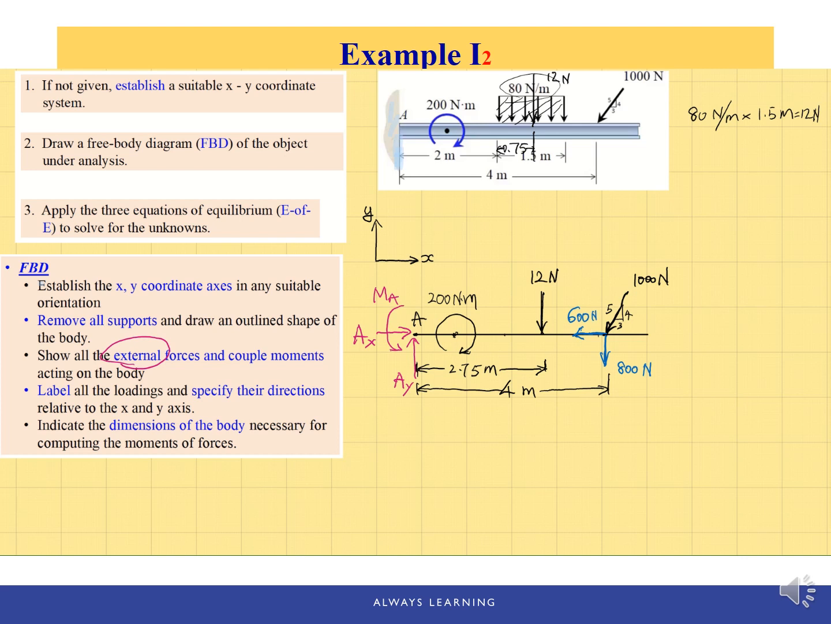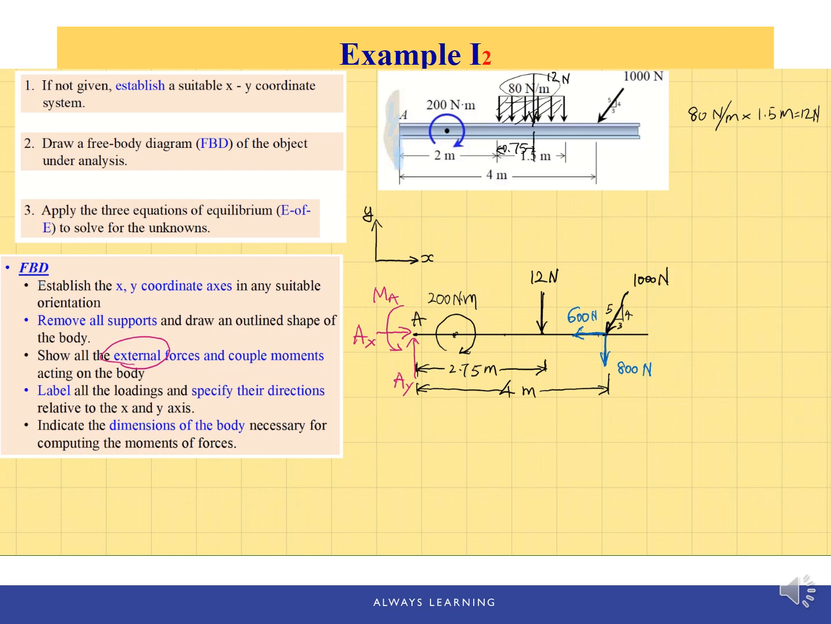And this is my free body diagram. Double check the forces to see if we have all the forces we are supposed to have. We have one couple moment, we have this constant distributed load replaced by one concentrated load, and we have another concentrated load. We have 3 support reactions, and those are the values we're looking for.